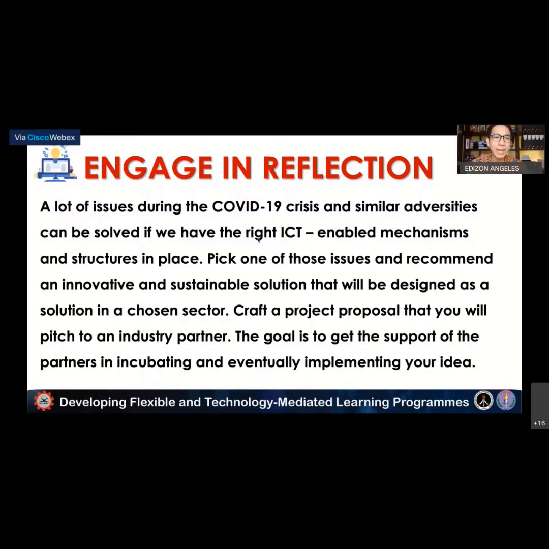If you look at the screen right now, I am showing you an alternative assessment we created for one of our degree programs in information and communications technology. This already serves as the terminal assessment of the students who are wanting to become future computer scientists and ICT specialists. If you notice, the context is the COVID-19 crisis.